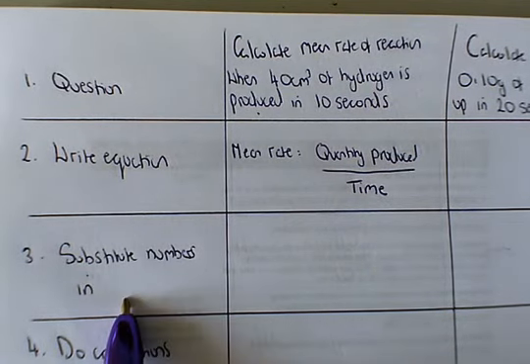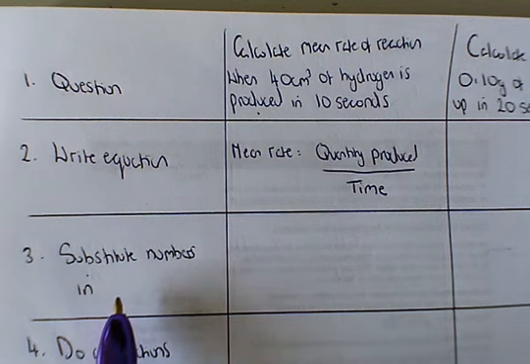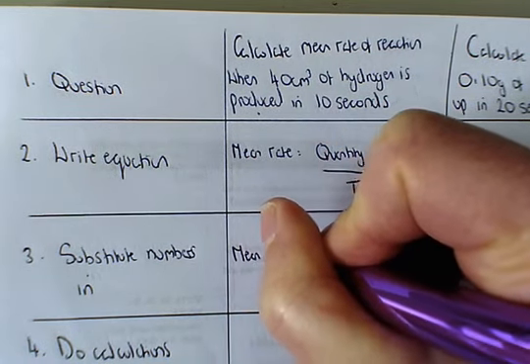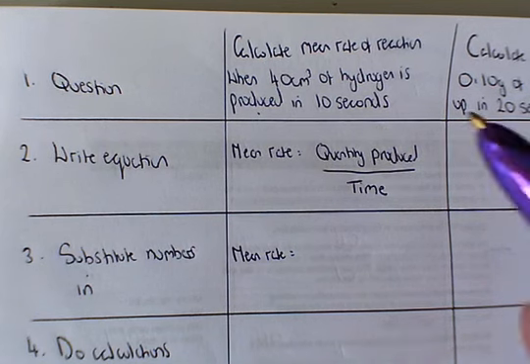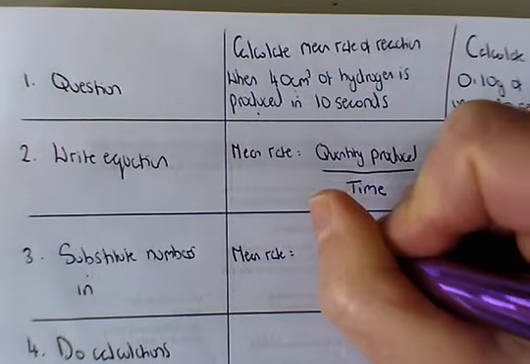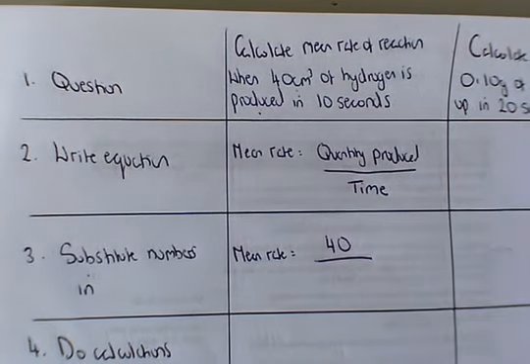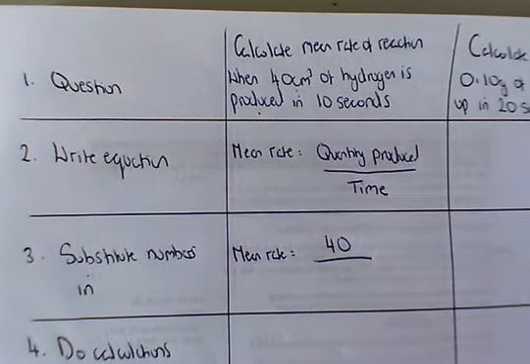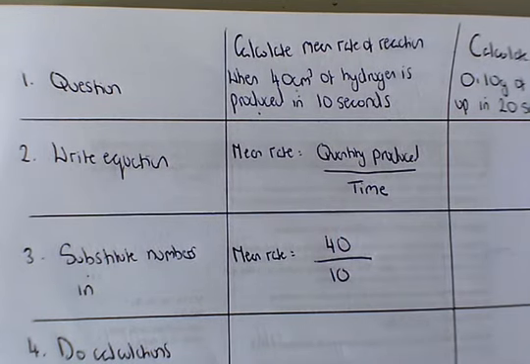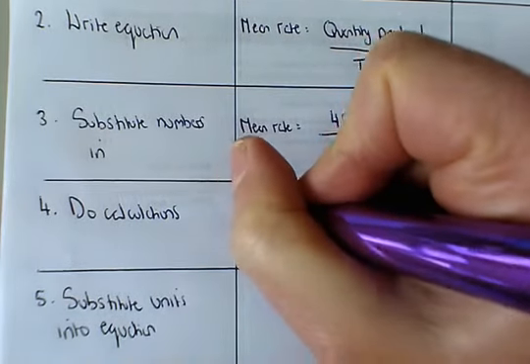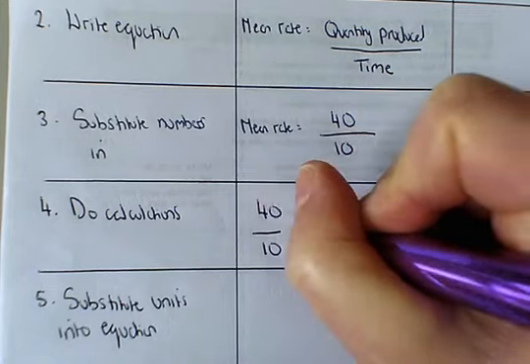Then I'm going to look back at the question and substitute the numbers in, making sure that I substitute the correct numbers in the correct order. So mean rate, quantity produced. Now it says here that it's 40 cubic centimetres of hydrogen produced, so the 40 goes at the top and the time always goes at the bottom. So 10 seconds here is the quantity that I require for my time. So 40 divided by 10. Then we want to do the calculation. So 40 divided by 10 equals 4.